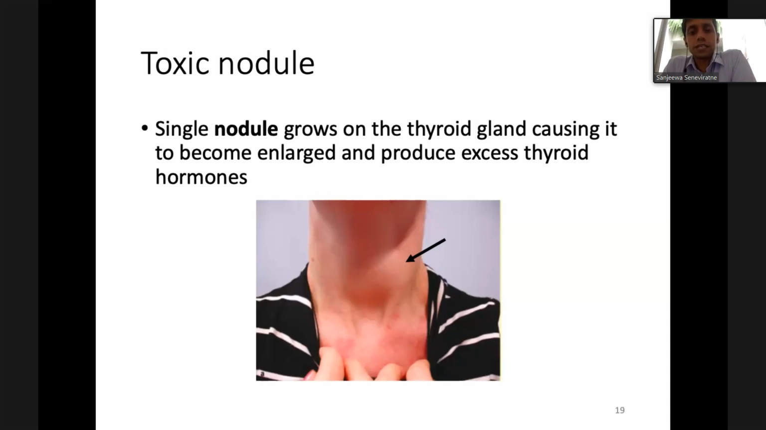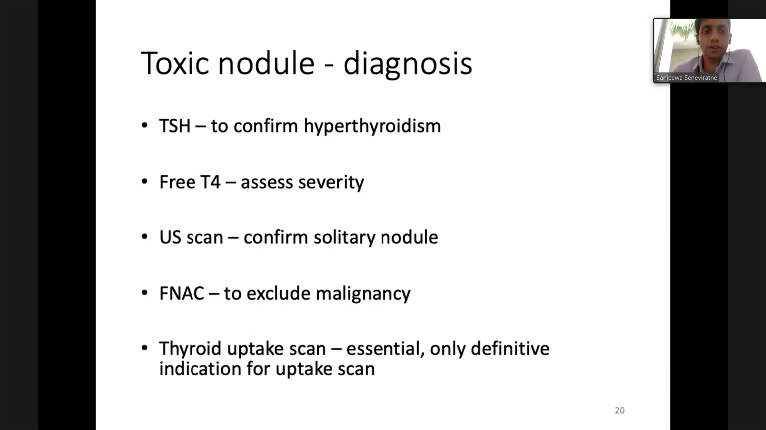The pathophysiology here is that there's an adenoma in the thyroid producing excessive amounts of thyroxine, leading to hyperthyroidism. Management pretty much is the same. For confirmation, initially TSH and T4 to confirm the hyperthyroidism. An ultrasound scan will confirm there is a solitary nodule. If the ultrasound scan shows features to suggest or suspect malignancy, then we go ahead and do an FNAC.